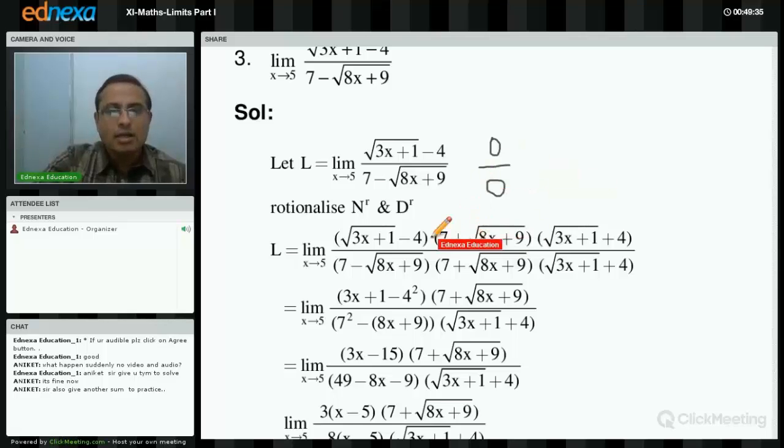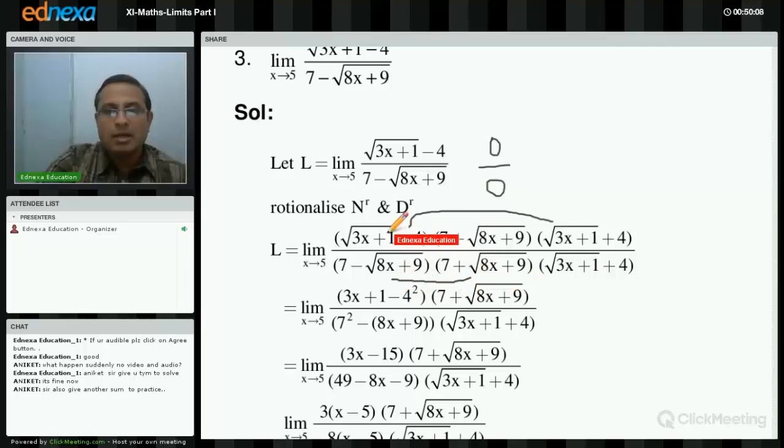Is that clear? So why have I taken this? Because I want to rationalize the numerator. Why write this factor? Because this is the rationalizing factor of the denominator. So basically it should be present in the denominator. But we cannot just multiply the denominator, otherwise the function will change. So to balance it, we have to multiply the numerator also by the same. Is that clear? But while taking the product, we will consider the first and third terms in the numerator and the first and second in the denominator.